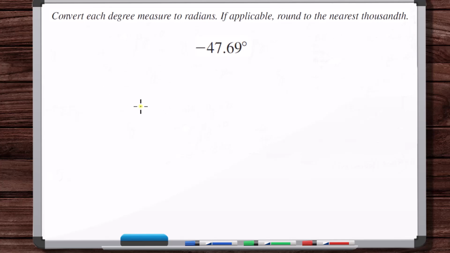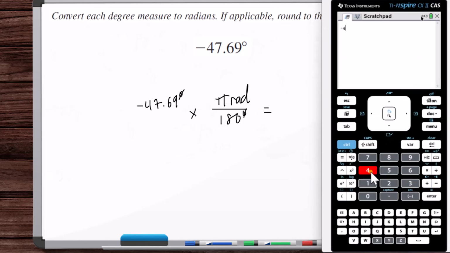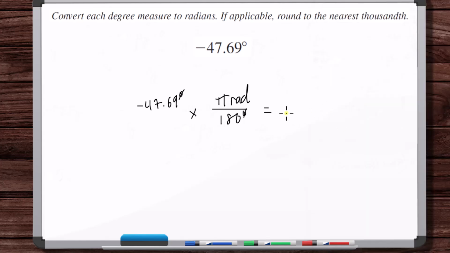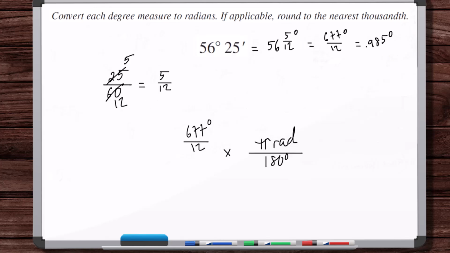Okay, minus 47.69. There's 180 degrees for every pi radians. Degrees cancel. So let's do the minus 47.69 divided by 180, minus 0.265 radians. And here I put degrees. This is radians.